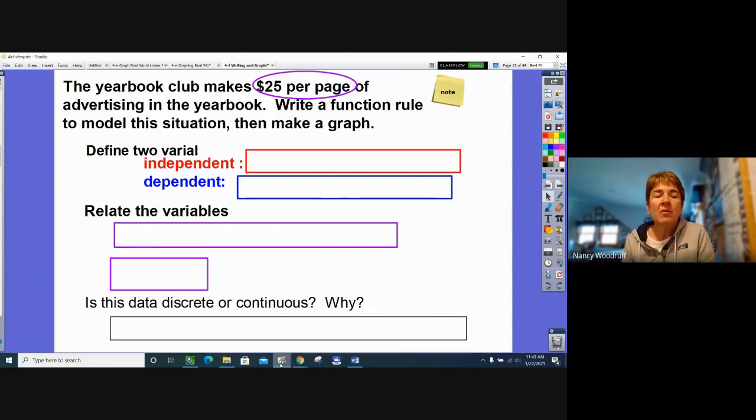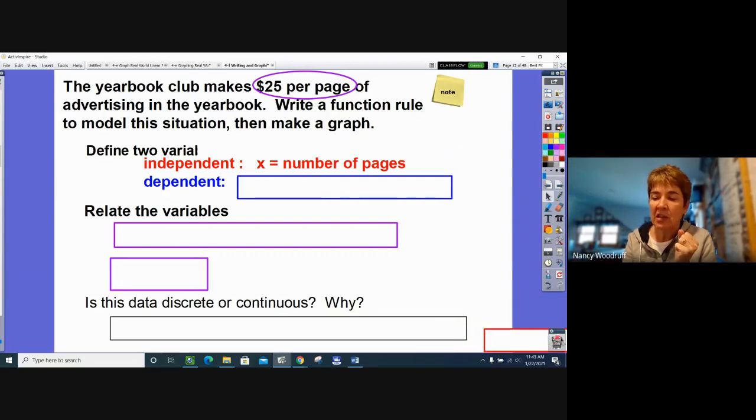So the first thing we need to talk about is what are the two unknowns here. The first one would be how many pages, and the second one would be the cost, right? Now which one is independent and which one is dependent? Which one is your choice here? You are going to choose how many pages. So the independent variable, I'm going to call it X in this case, would be the number of pages. The dependent variable is waiting for the math to happen.